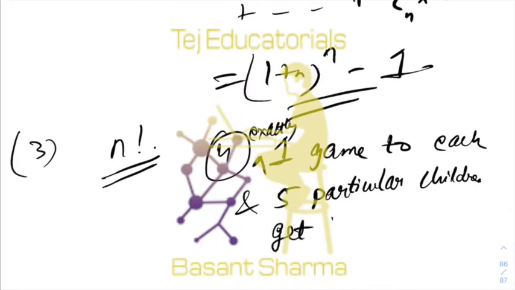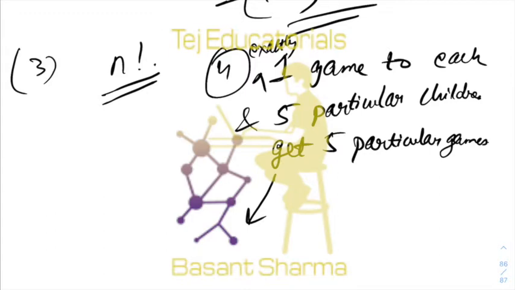get 5 particular games. Or another way of saying this is exactly one game is to be given to each child, and 5 particular games are to be distributed among 5 particular children. Okay. So again, quite straightforward.